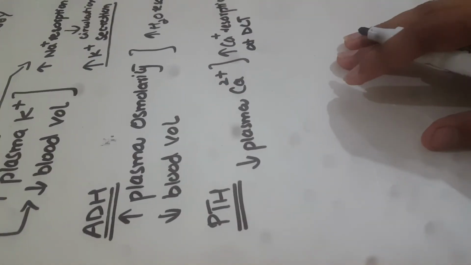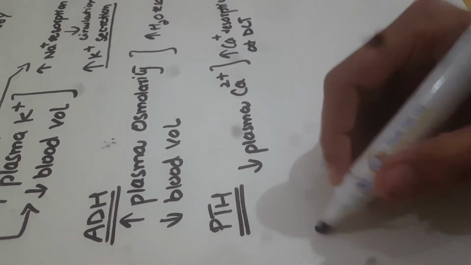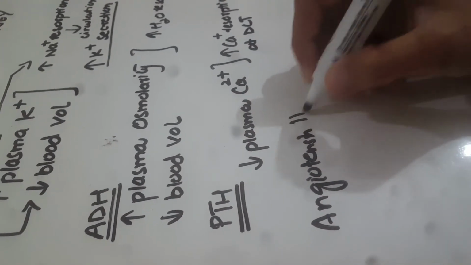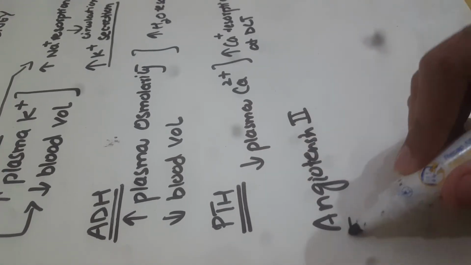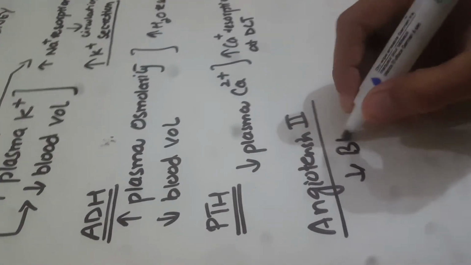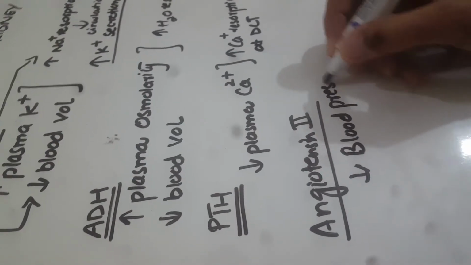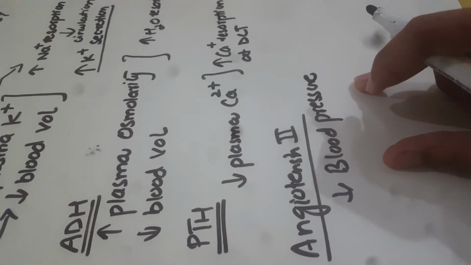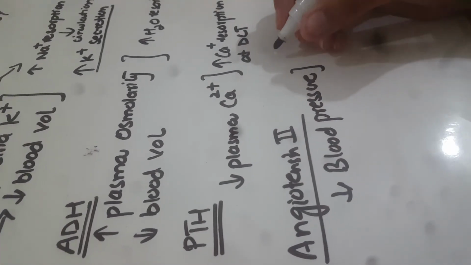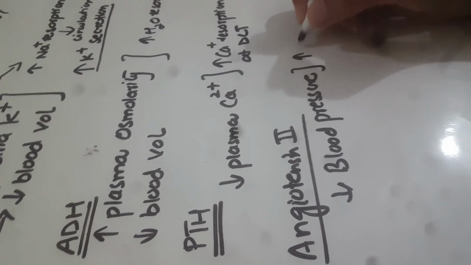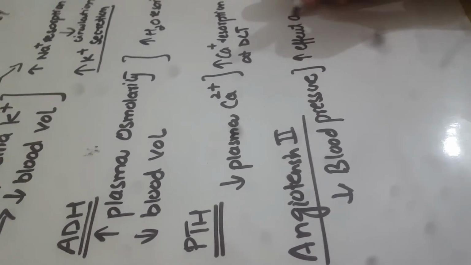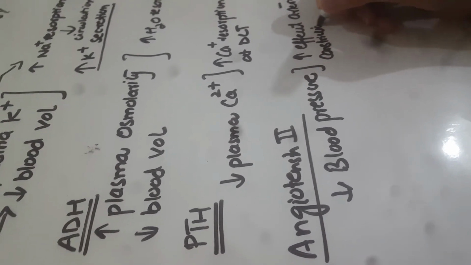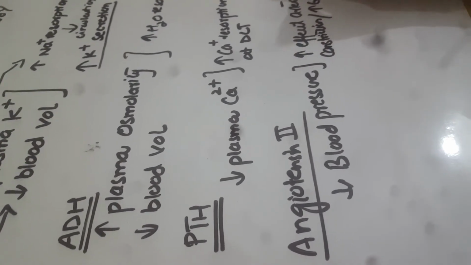Right? The other hormone that acts is angiotensin 2. It is secreted in response to decreased blood pressure. It causes efferent arteriole constriction. When there is an increased efferent arteriole constriction, there is an increased GFR. Increased efferent arteriole constriction leads to increased GFR.